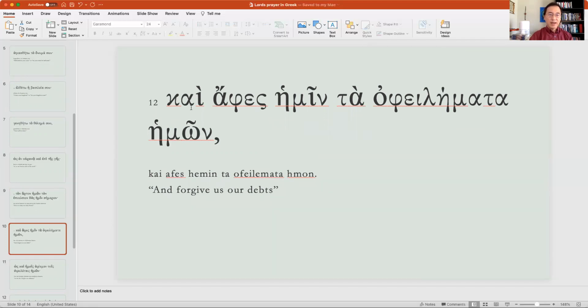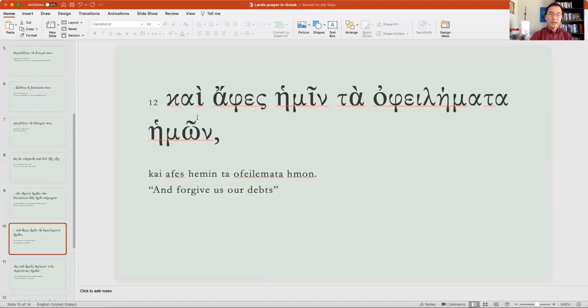Verse 12 here. Listen first. Kai aphes hēmin ta aphes hēmōn. So repeat after me. Kai aphes hēmin ta aphes. This is a little long, right? Aphes hēmōn. So hold together, repeat after me. Kai aphes hēmin ta aphes hēmōn.